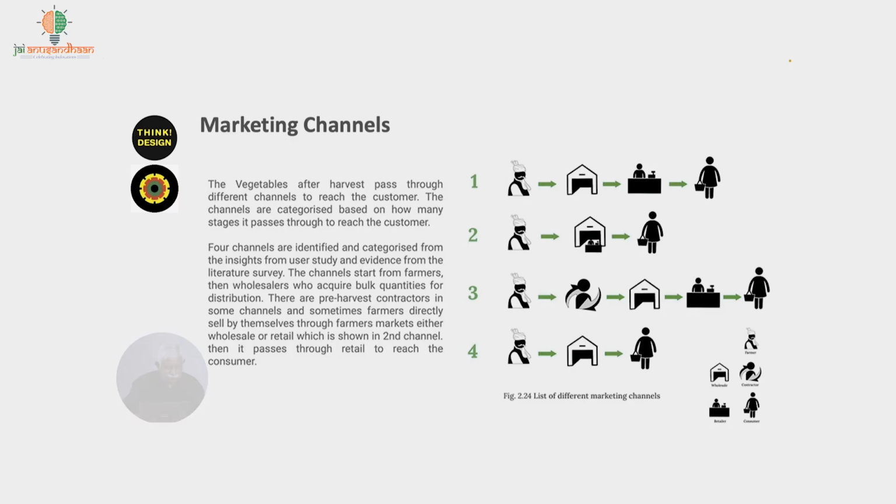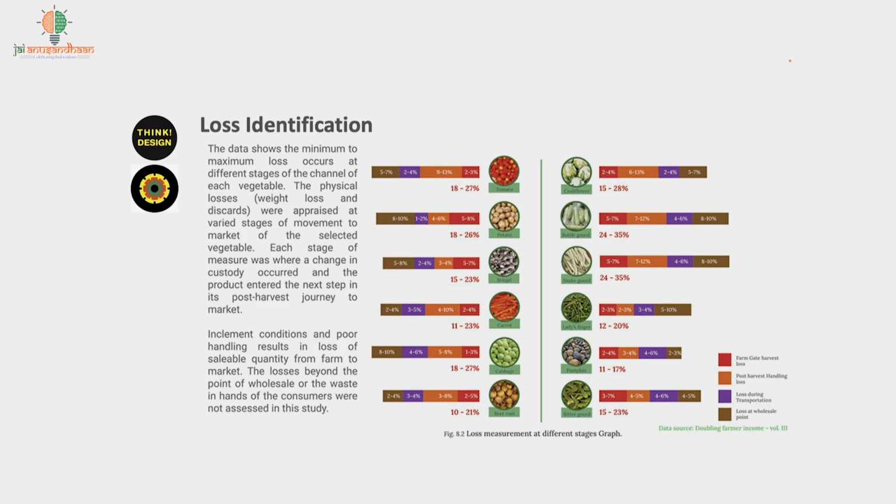There was also a study done to identify the kind of losses. It's different for different vegetables because some last long and some are sturdier. You can see that the red one denotes the losses. It's different for different vegetables, and it shows the minimum to maximum loss at the different stages of the channel for each vegetable.